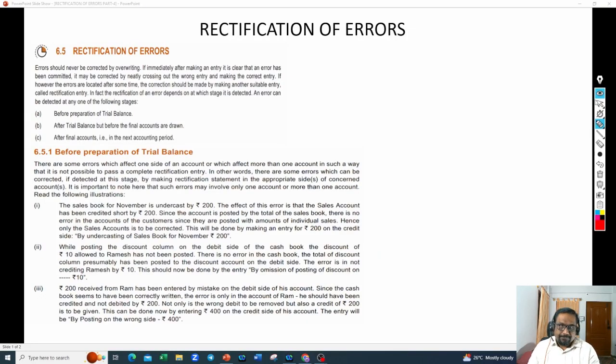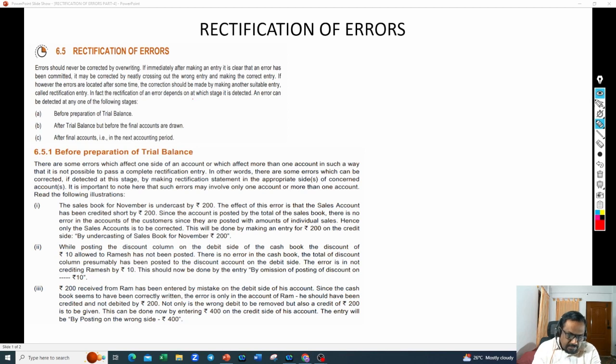Okay, guys. What is it that we are going to learn today? If the error got located or identified before preparing the trial balance, how do we rectify it? That is what we are going to learn with all illustrative examples, right?